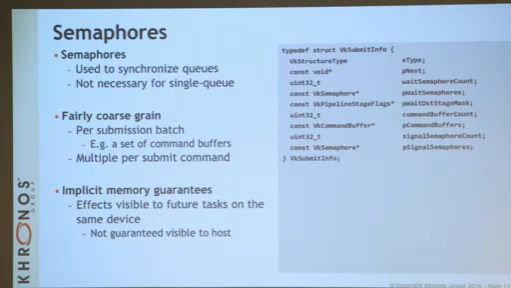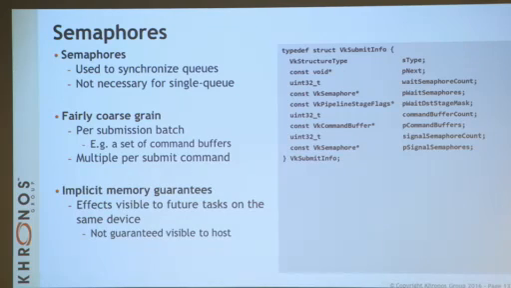Semaphores are a lot more coarse-grained. So you use them to synchronize queues, as I said, and if you've only got one queue, you don't need them, but you can use them. Within a submission to the GPU, you can have a number of different batches of work, which is going to be a set of command buffers or a set of other operations that happen on the queue. And each of those batches can be associated with some semaphores it waits on and some semaphores it triggers.